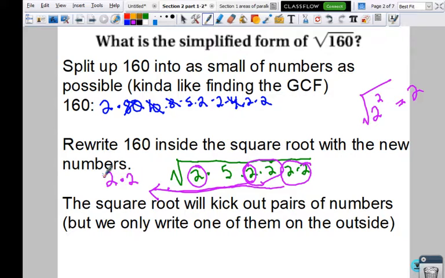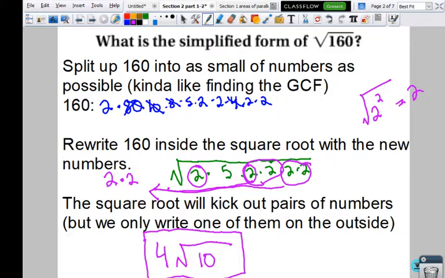So I had a 2 times a 2 on the outside, which is really 4. And then I have my square root, and on the inside I have a 2 times 5, which is really 10. We just simplified the square root of 160 down to 4 square root 10. This is my simplified answer. It's kind of like reducing fractions, same kind of concept. So this is my final answer.